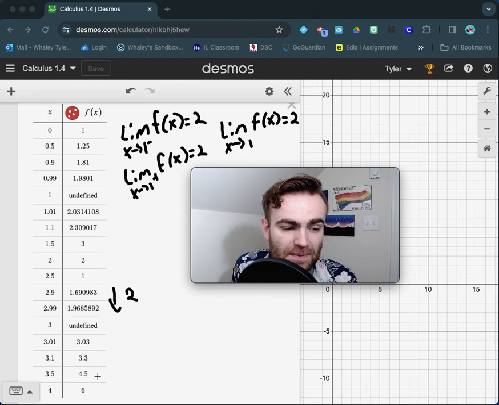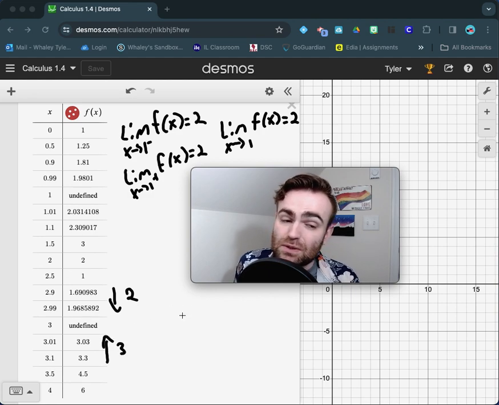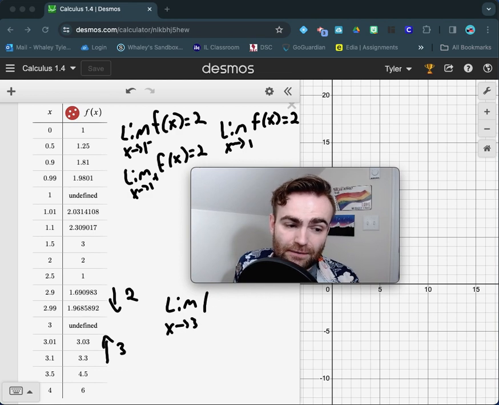But if we go from the opposite direction, 6, 4.5, 3.3, 3.03, it looks like this one's approaching 3. And since they're approaching different numbers, even on this table, we can kind of tell that the limit as x approaches 3 for f of x does not exist.